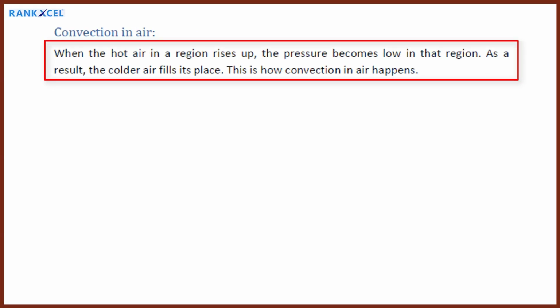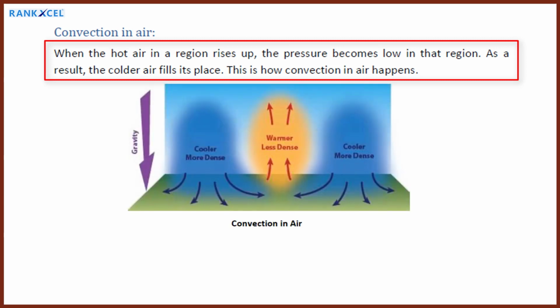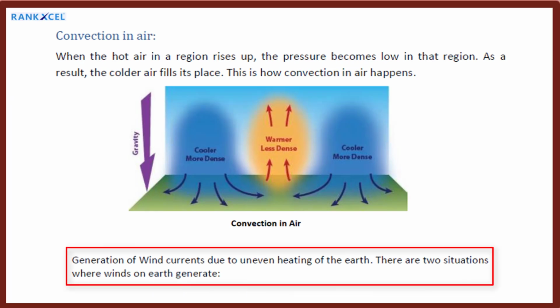Convection in air. When the hot air in a region rises up, the pressure becomes low in that region. As a result, the colder air fills its place. This is how convection in air happens. Generation of wind currents due to uneven heating of the earth. There are two situations where winds on earth generate.